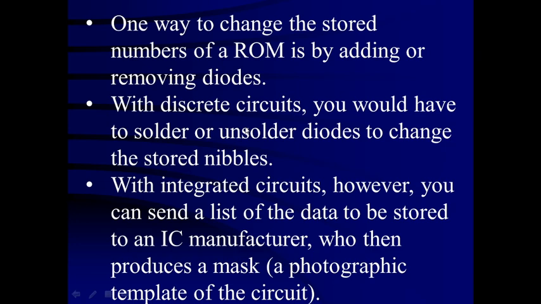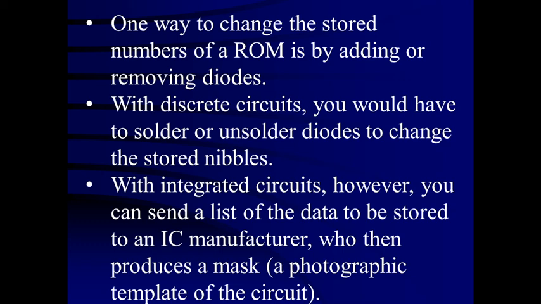One way to change the stored number of the ROM is by adding or removing diodes. So if you want to change the data which is already stored in the ROM, then what do you have to do? You have to desolder those particular diodes, and wherever a one is required, you have to connect a diode between the horizontal lines and vertical lines. That means you have to solder and desolder. With the discrete circuit, you would have to solder or unsolder the diode to change the stored nibbles.